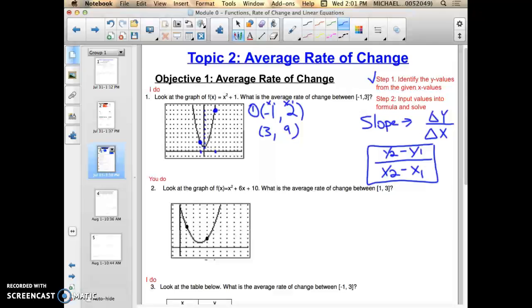Moving on then to step 2, I'm going to input these values into my formula and solve the formula. Let me go ahead and label, this is x2, this is y2. So I've labeled everything, and now I know exactly what to input into my formula. I'm going to switch up colors. Step 2 then will be y2 minus y1. So my y2 is 9 minus my y1, which is 2. These two values right here. Over my x2 is 3, and my x1 is -1.